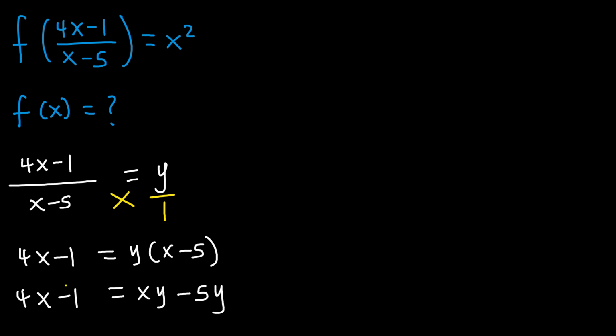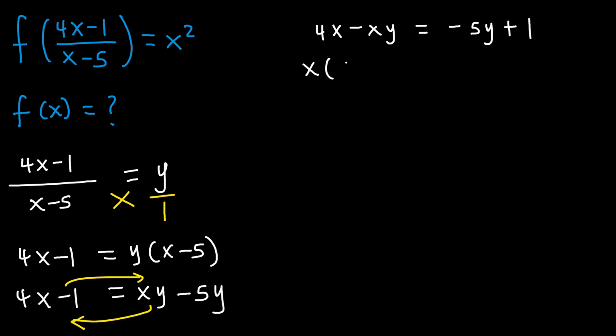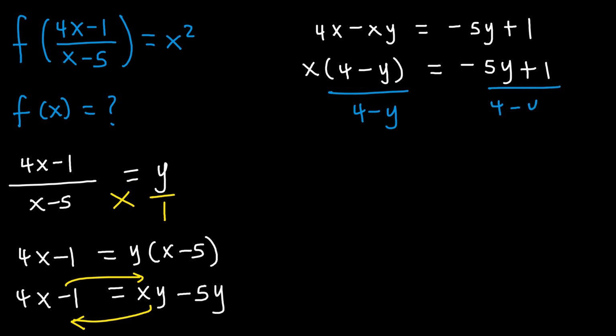And at this point we can take negative 1 to the right hand side and then bring xy to the left hand side. So we shall have 4x - xy equaling negative 5y + 1. Now on the left hand side, if we pull out x because it is a common factor, for the first part we shall remain with 4, and for the second part we shall remain with y, equaling negative 5y + 1. And now we can divide both sides by 4 - y.